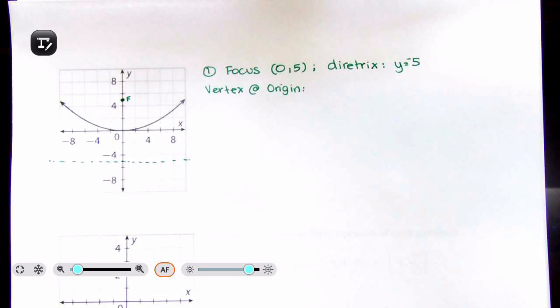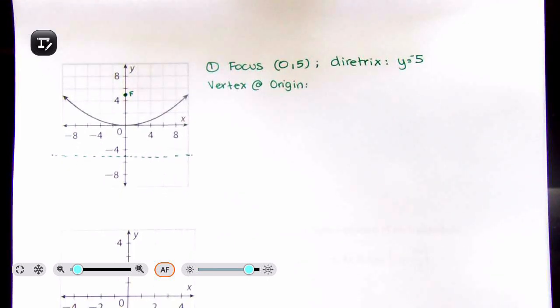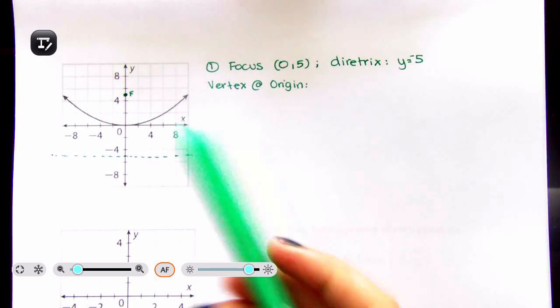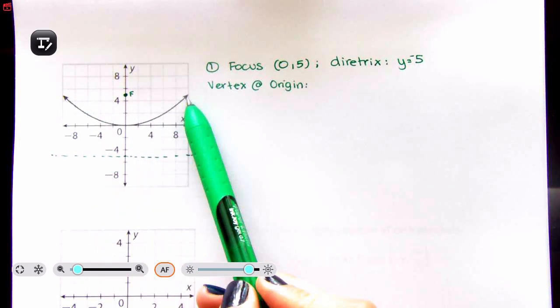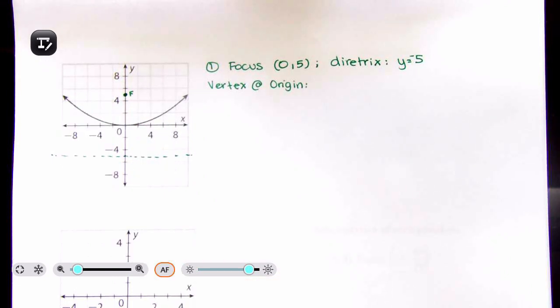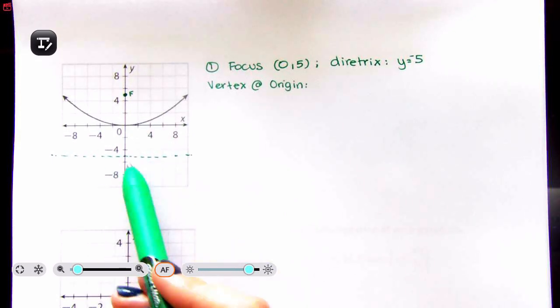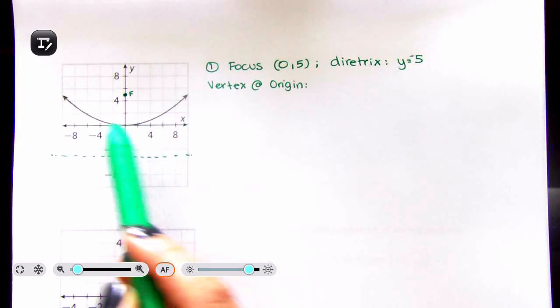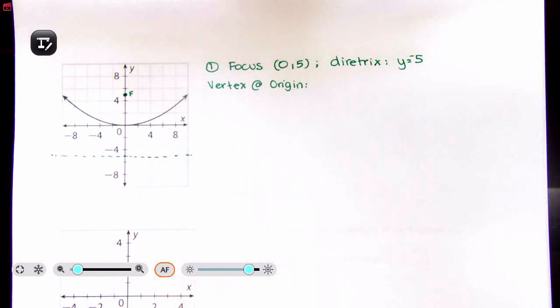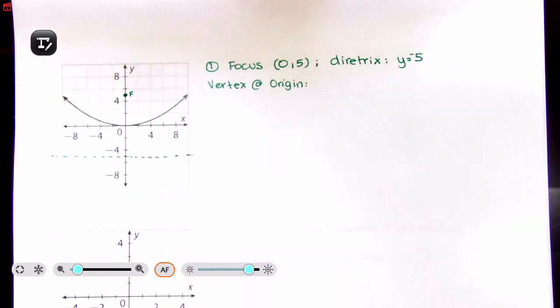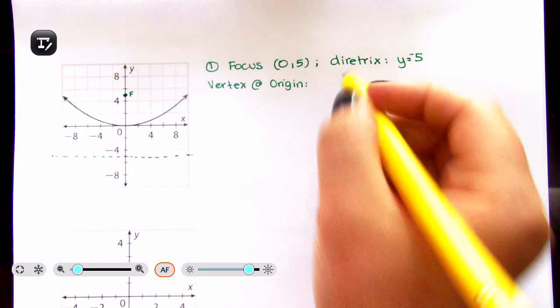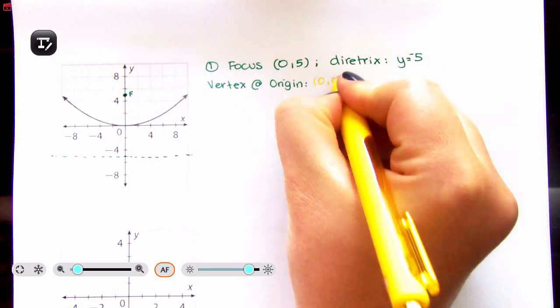I know that my directrix always has to be outside of my parabola and my focus has to be inside of my parabola. So if, for instance, this was not sketched out, there would be only one option for our parabola to have the focus inside, but then have its directrix on the outside. There is no other way we can draw this. Okay, since the vertex is at the origin, it is 0, 0.